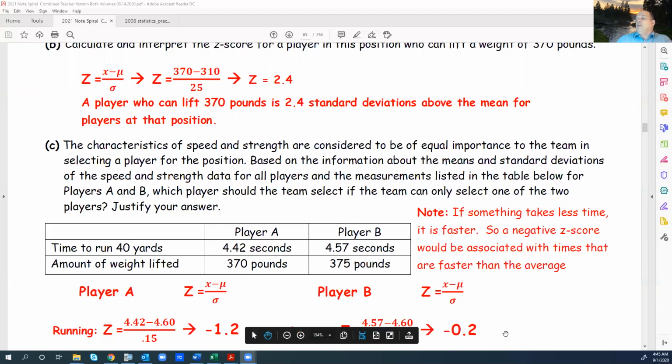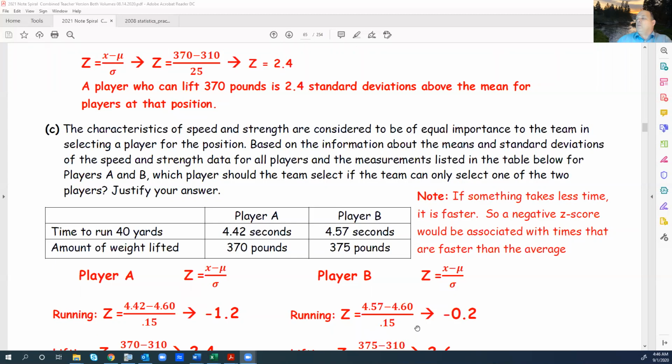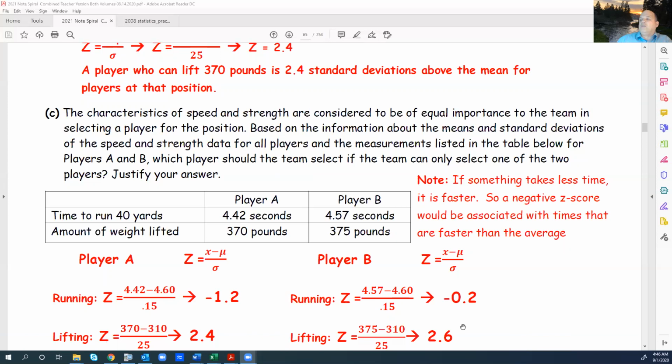When we do the same thing for player B, we end up with 4.57 minus 4.6, the average. And we find out that player B also has a negative z-score, which we would expect, but it's much closer to being 0. So basically we have two players. Player A is faster than player B, which we already knew, and it looks like they're about 1 standard deviation faster, because one's a negative 1.2 and the other is at negative 0.2. So player A is 1 standard deviation faster than player B.